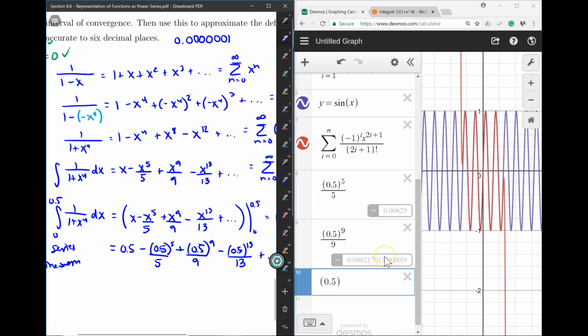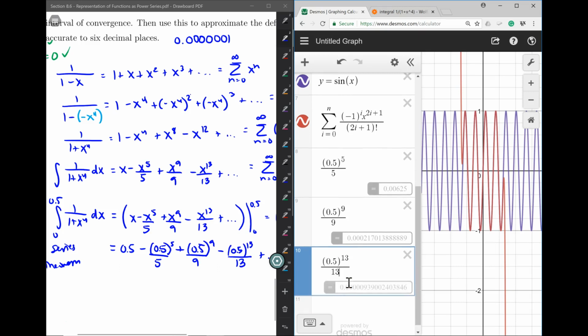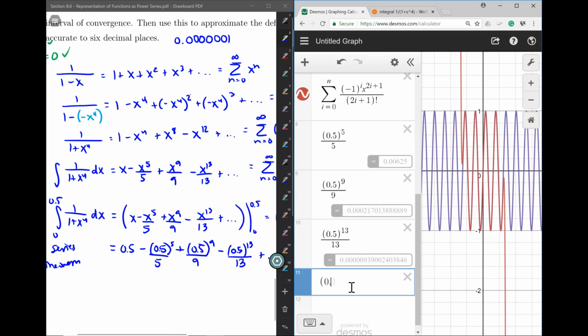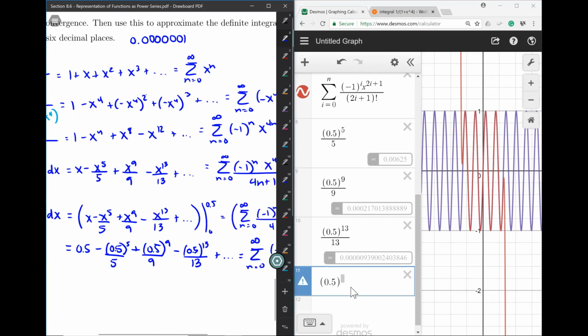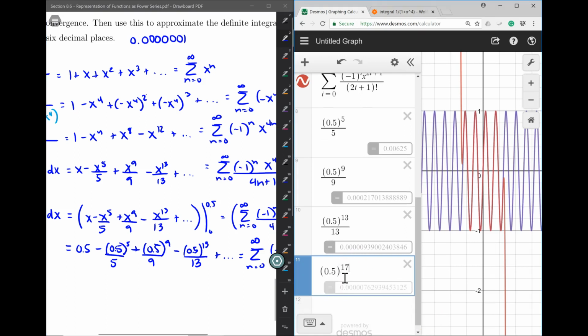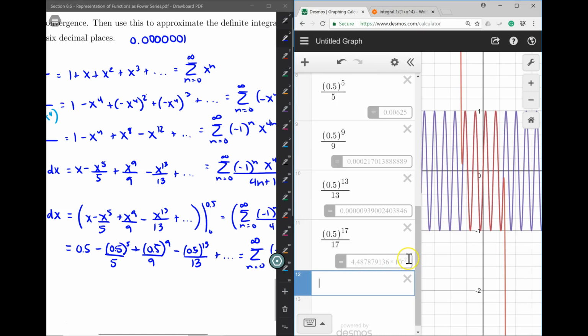0.5 to the, I think this one's going to do it, to the 13th divided by 13. Oh, still not quite the accuracy that we're looking for. So we're going to have to go one more, to the, let's see, the next one, I'm adding 4 each time. So to the 17th power divided by 17. And there we go. Notice that we have it up to 10 to the negative 7th power.